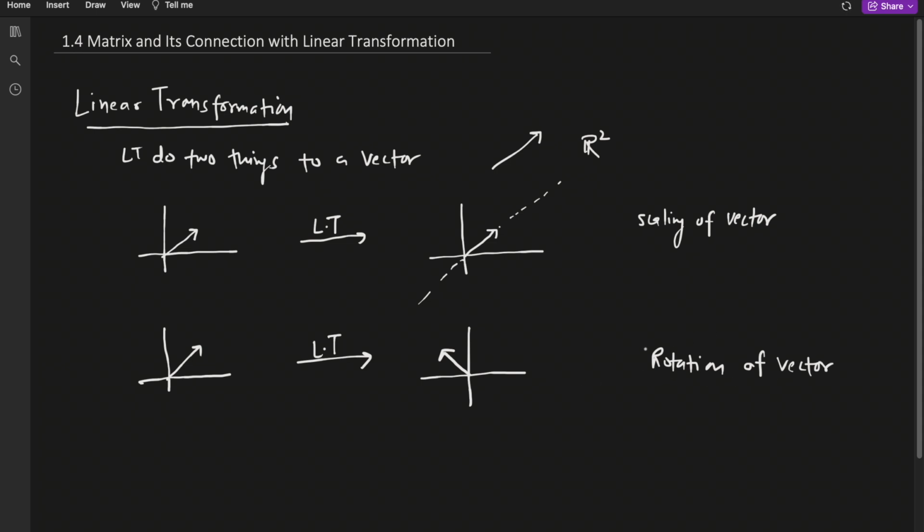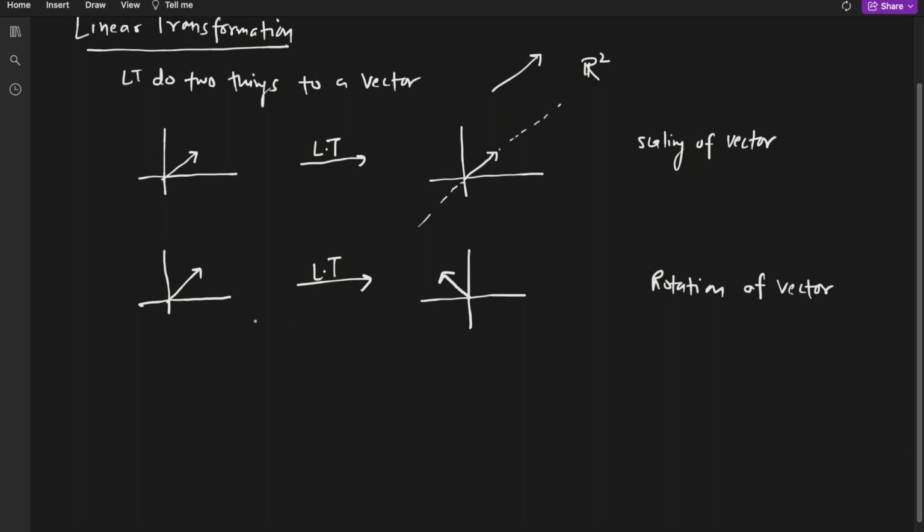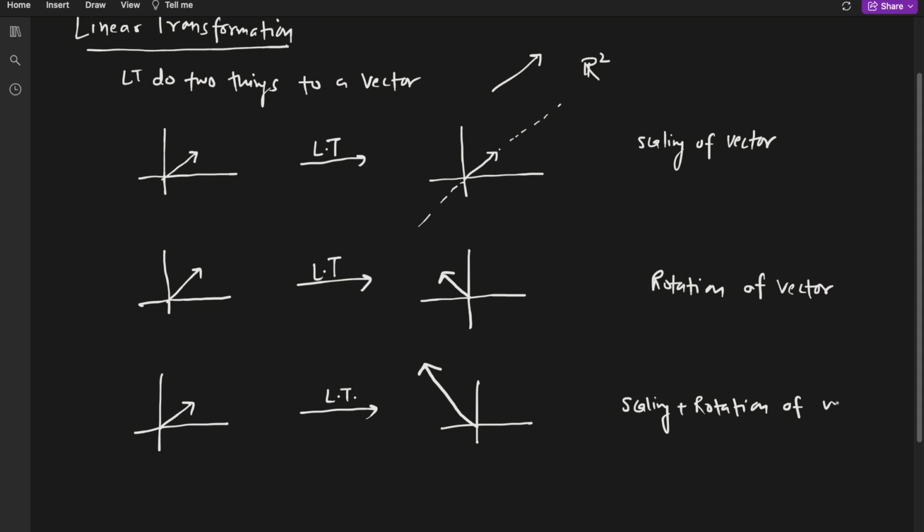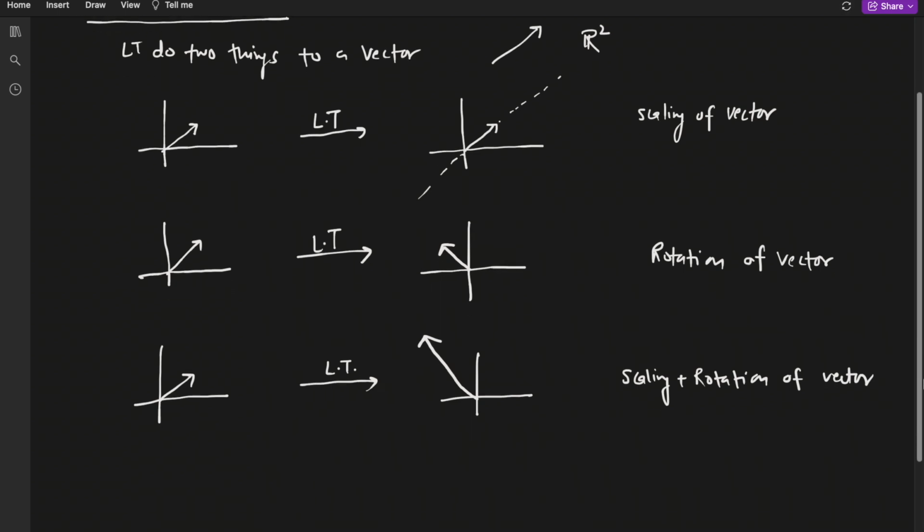The third thing it can do is a mixture of both. That is, it can both scale and rotate the vector. Maybe this is your original vector, and then you apply this third linear transformation. It rotated the vector and also scaled it. Maybe it rotated the vector by 90 degrees and also scaled it by 2 times. So both scaling plus rotation of a vector. Only two things, either scaling, rotation, or a combination of both. So this is what linear transformation does.